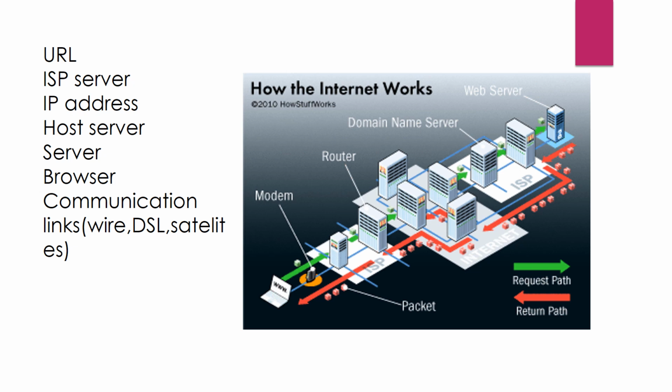Then, how does the internet work? In the internet, there are some things: URL, ISP server, IP address, host server, browser, and communication link. It can be wires, DSL, satellites, etc. As you can see, this green line represents the request path, and the red line represents the returned path.